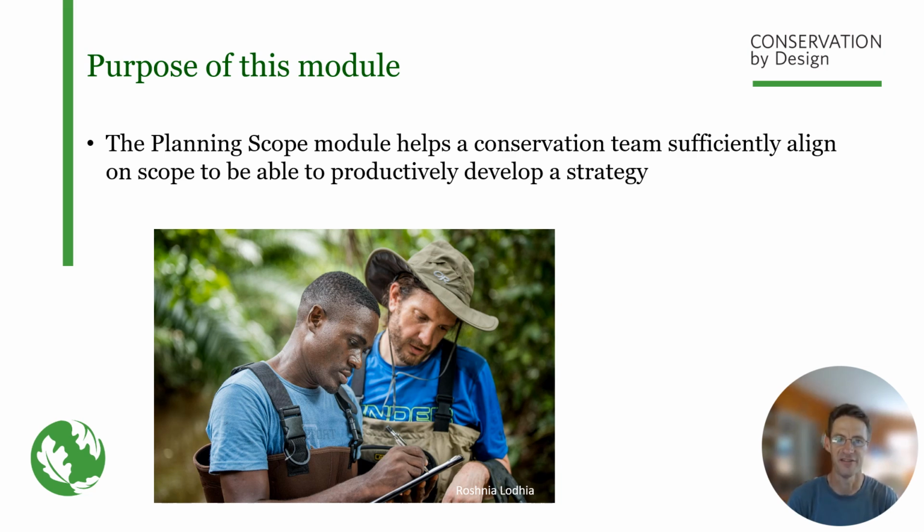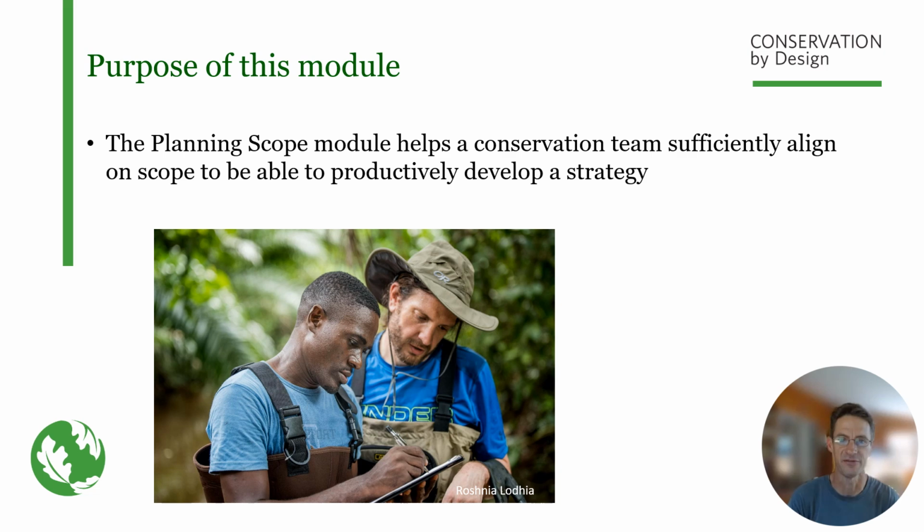What I mean by this is that some team members might have thought, for example, that the scope of the strategy was at a national boundary, whereas others might think it was at a global boundary. These kinds of differences in scope meant that the team couldn't successfully go through the module, couldn't successfully move forward with developing a strategy until they were resolved.